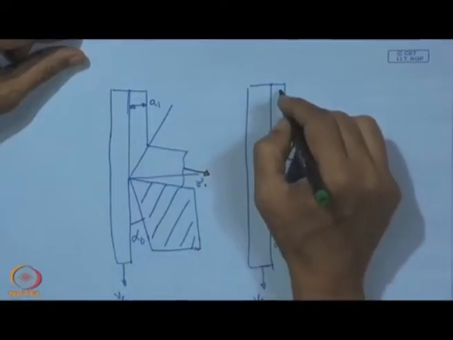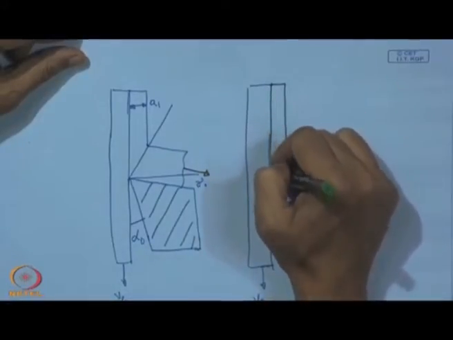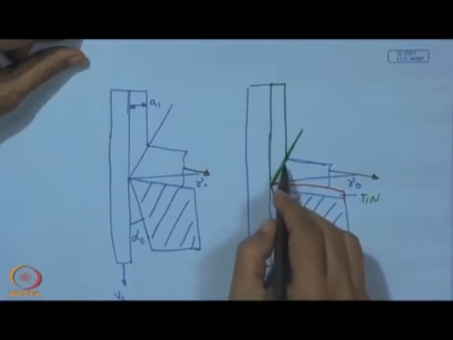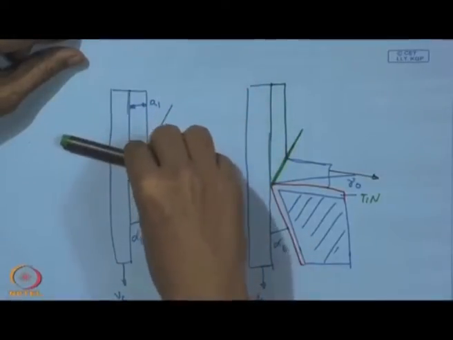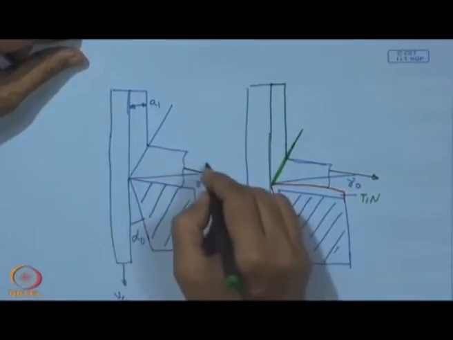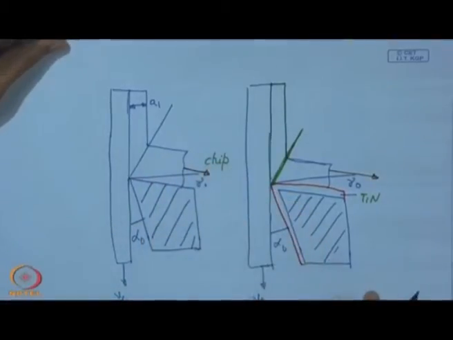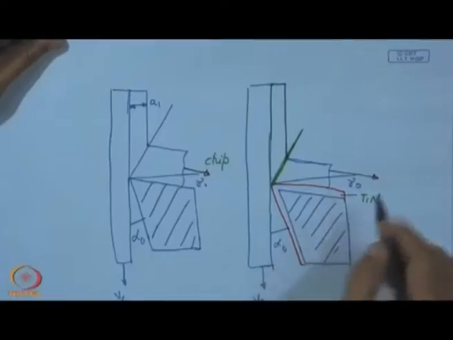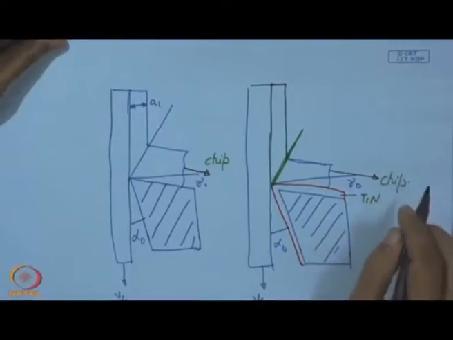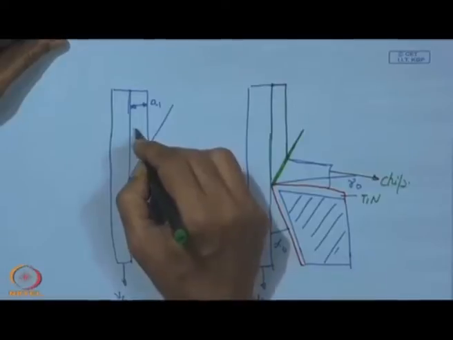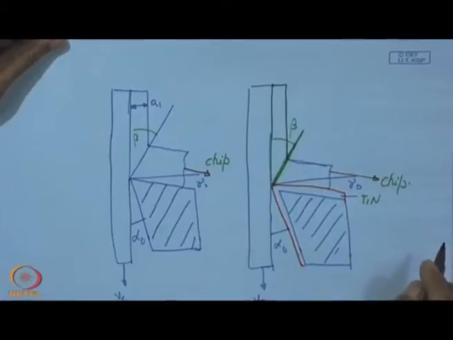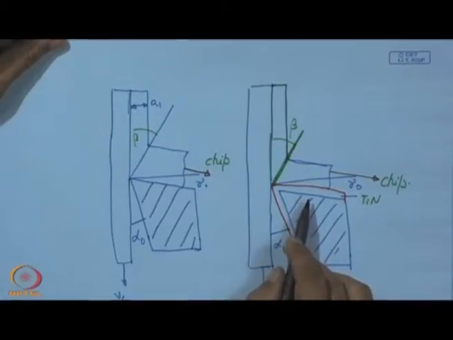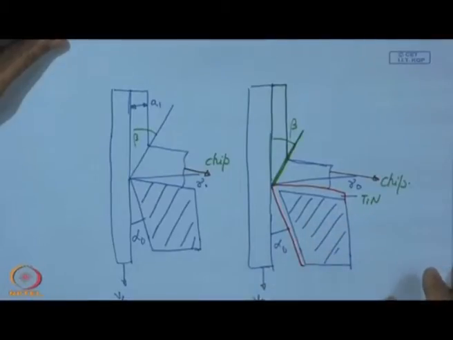Now, this part from this to this part we call uncut layer, and after this diversion which takes place, it is coming like this and then taking this turn, this part we call chip. That means, basically it is a chip production process, and in this process this is also chip production. Okay. So, this is the classical way, and this angle we call shear angle, and we can put a symbol beta.